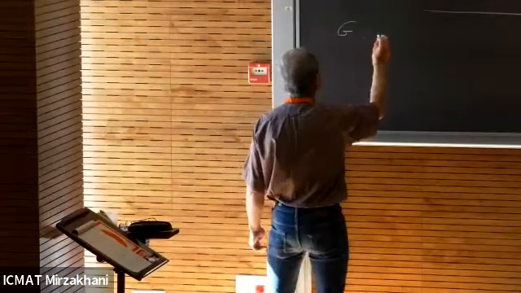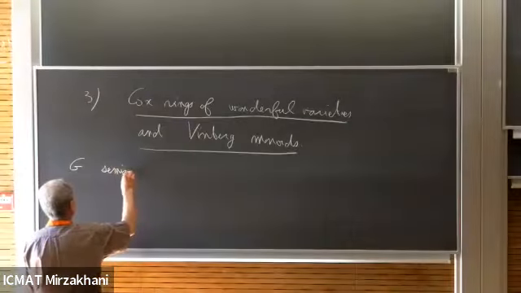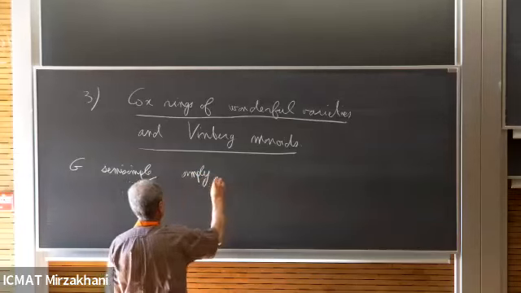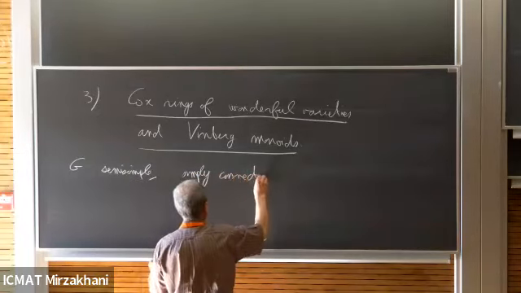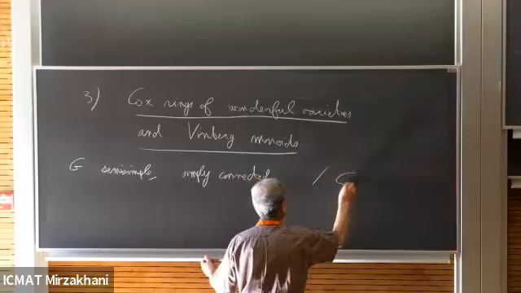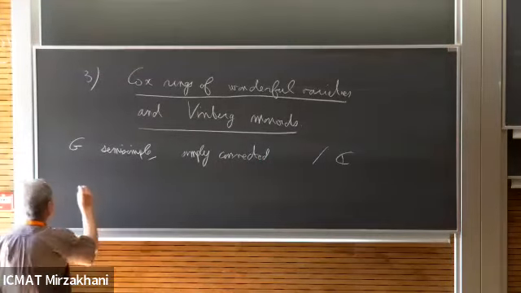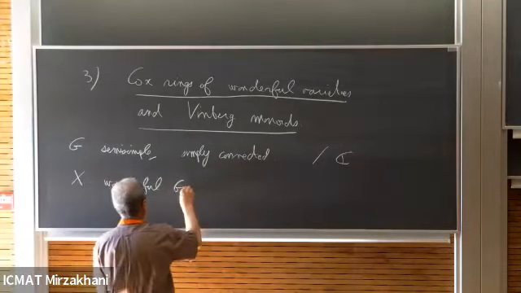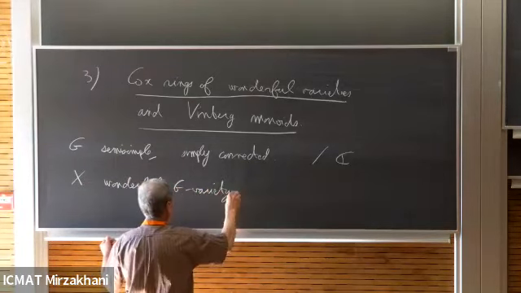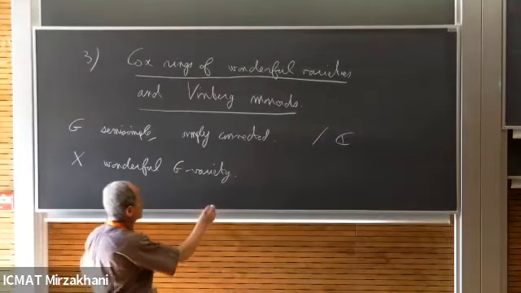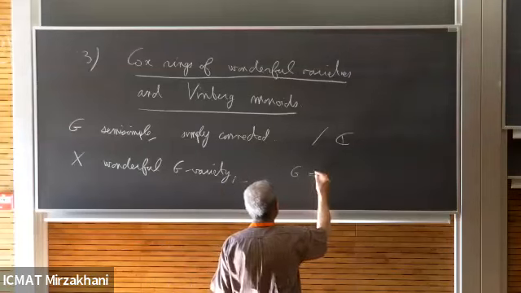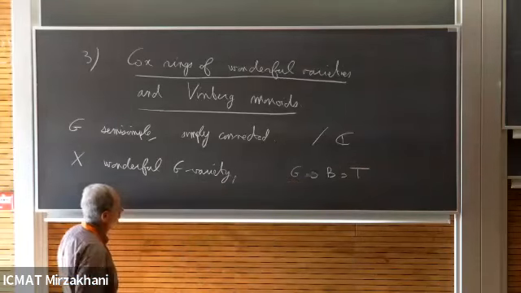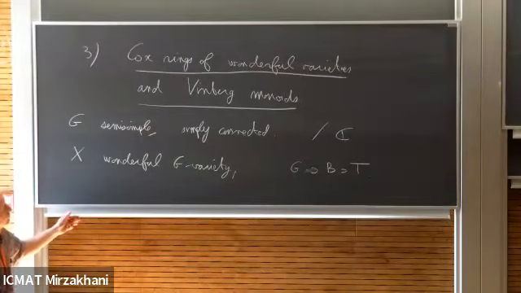So G will be a semi-simple, simply connected group over C. X will be a wonderful G-variety, as in yesterday's talk. And we will fix a Borel subgroup B inside G, as usual.